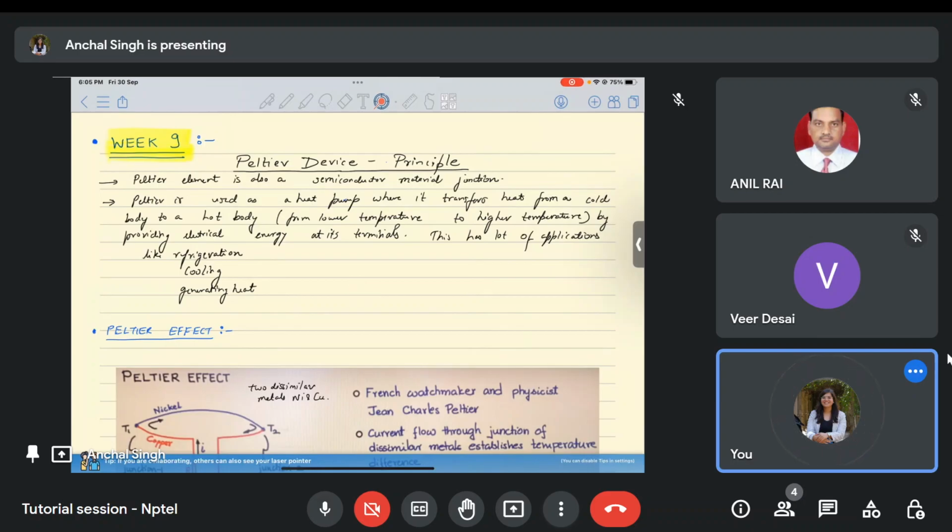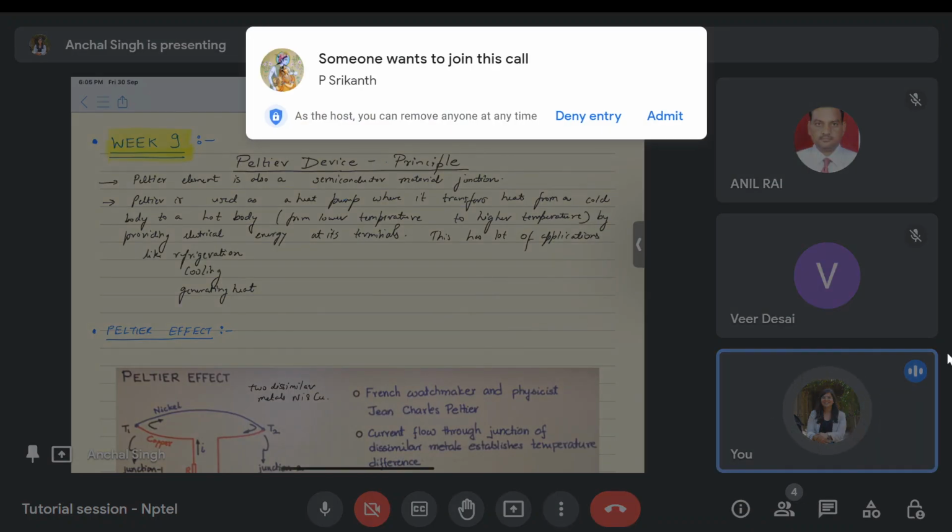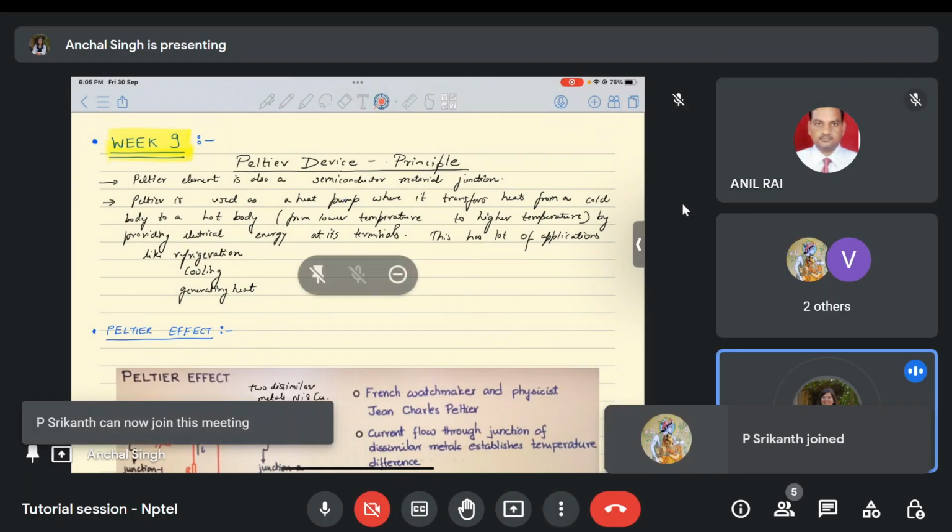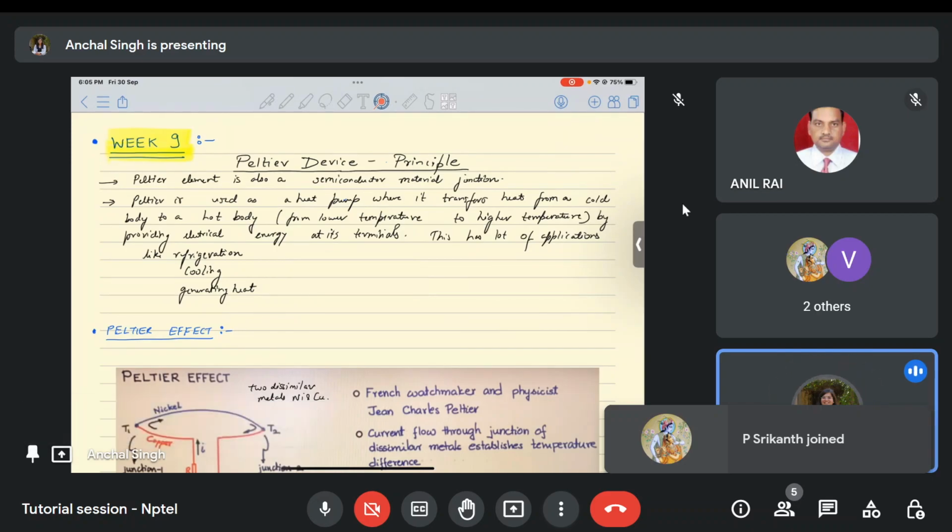Yes, so Peltier device is basically a device that is used to either convert temperature difference into electrical energy or electrical energy into some kind of temperature difference. So it is basically a semiconductor material junction. It is made up of P and N type semiconductor junctions, and then it is used as a heat pump.